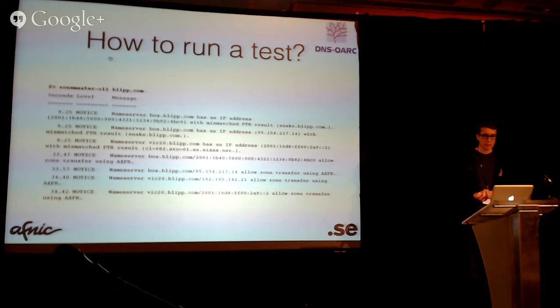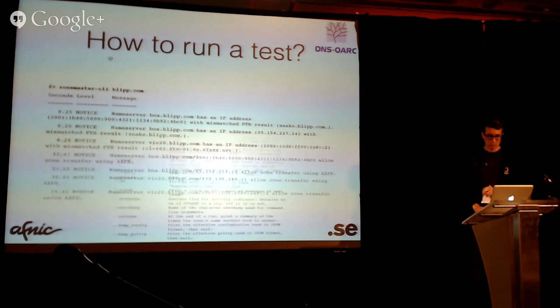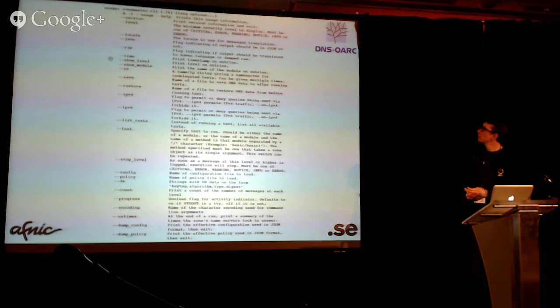So how do you run the test then? You just input your domain name, and you have a result coming. The default log level is notice from the CLI. So any log message below that will not be shown. This log is being translated to Swedish and French if you also need that. But you can also do a lot of other stuff. So these are all the command line options for running.